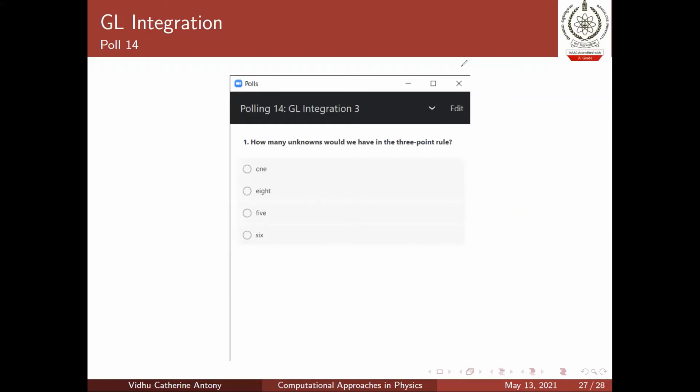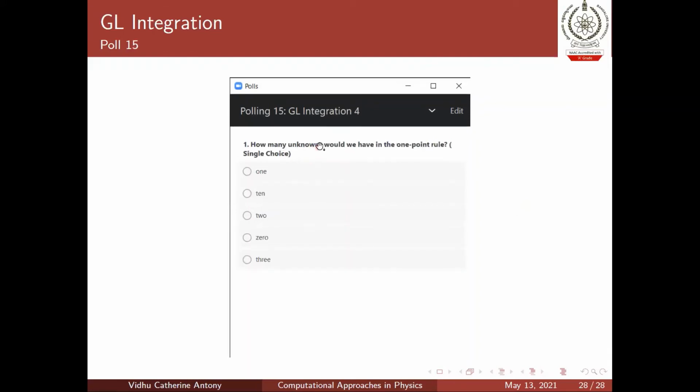Okay, so let us do the next last poll, I think. Yeah, last poll that we have. How many unknowns would we have in the 1-point rule? Is it 1, 10, 2, 0, or 3? At least try to answer this properly, okay? Because we've done some tough questions previously. So let me just start off this poll.